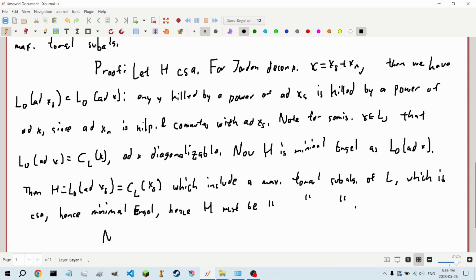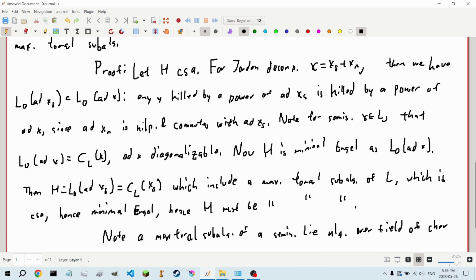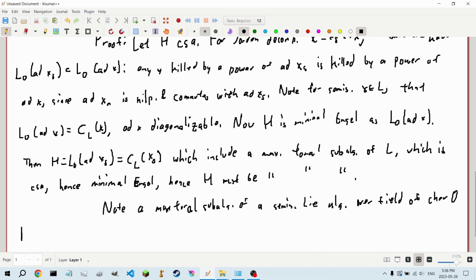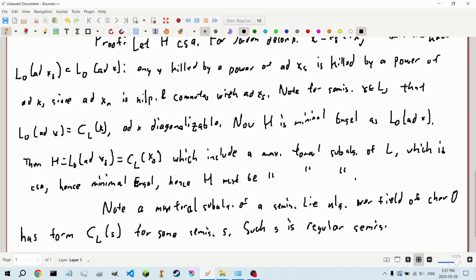And we note that this means a maximal toral subalgebra of a semi-simple Lie algebra over a field of characteristic 0 must have the form consisting of the centralizer in L of S for some semi-simple element S. Such an S is called regular semi-simple.